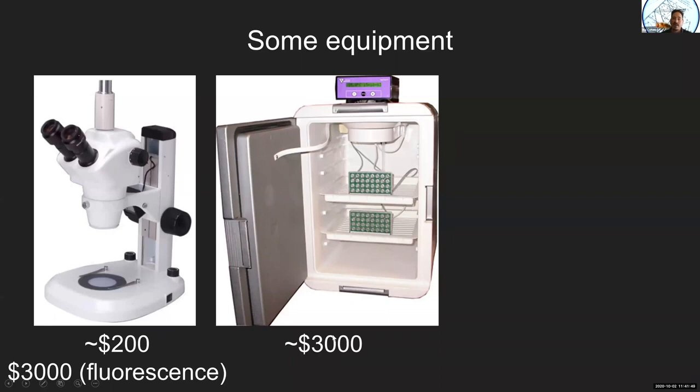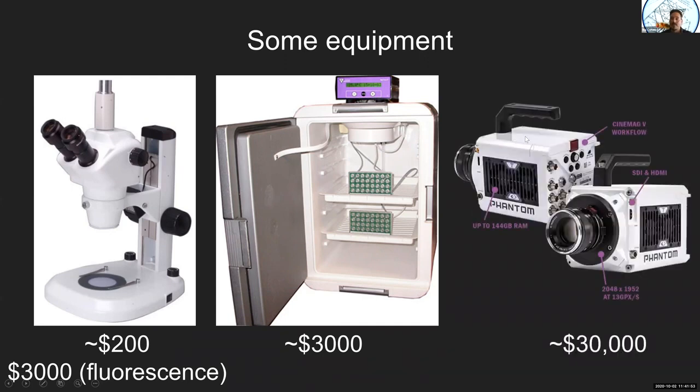If you wanna do free flight experiments, then you might need to construct an apparatus or buy a few of these Phantom cameras. These cameras have become much cheaper, and with flies, you only need about 10,000 frames per second. So you're not really pushing these to the edge. So you can do this for about $30,000. You can get a full setup.